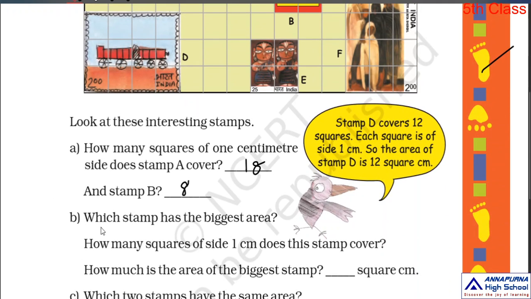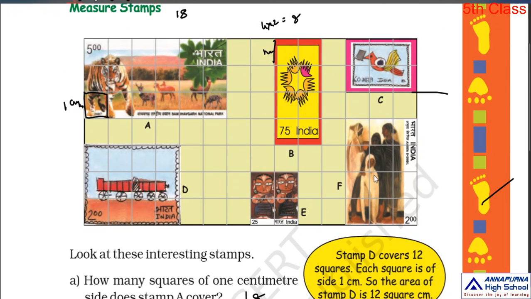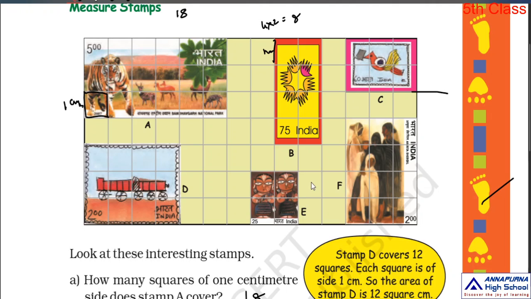Now, if we come to the next bit, which stamp has the biggest area? Here how many stamps are there? 6 stamps are there: 1, 2, 3, 4, 5, 6. To find which stamp has the biggest area, we have to find the areas of all stamps. Then only we can find which stamp has the biggest area. So let us find the areas.